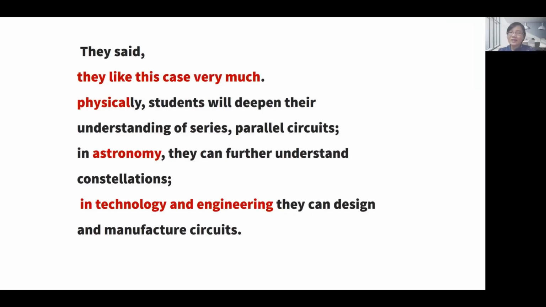After this activity, most of the teachers like this case very much. Basically, they deepen their understanding of serial and parallel circuits. In astronomy, students will further understand the constellations, and in technology and engineering, they can design and manufacture circuits.